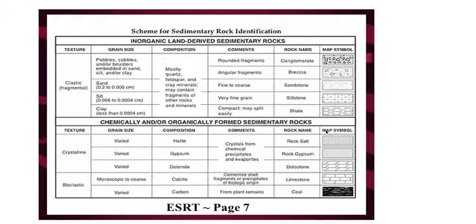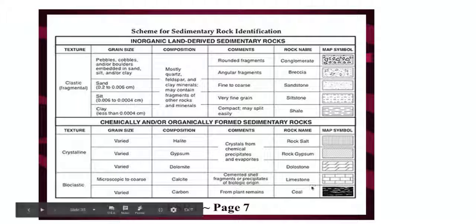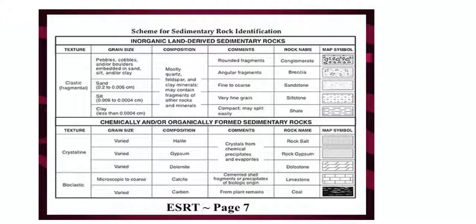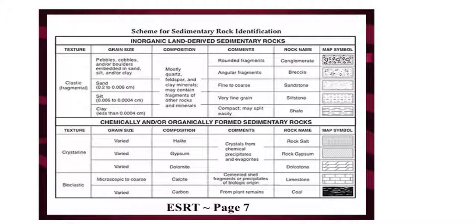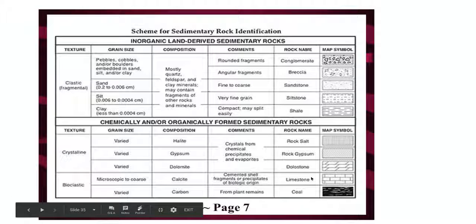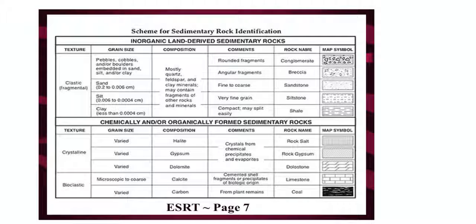The bottom category is broken up into two main terms: chemically and or organically formed sedimentary rocks. This is going to be the other varieties. You'll notice we just talked about coal, so it's by itself at the bottom here, its own animal. Then we have these crystalline sedimentary rocks, the rock salt, the rock gypsum, and the dolostone, but you also have one variety of limestone that is also a crystalline variety. These are going to form by that second formation process.